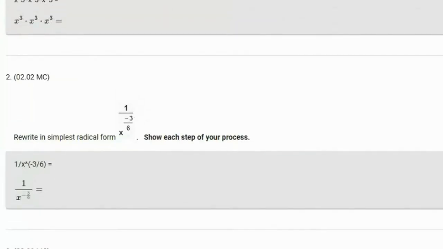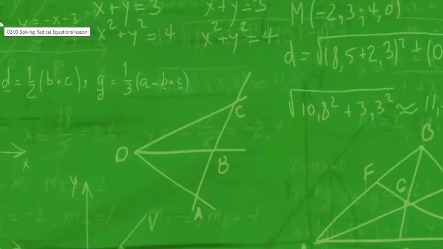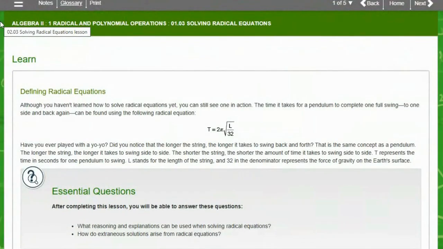All right, I'm going to split that and move on. Let's look at the next lesson because we need to look at how to solve. We've been talking about all this simplifying and converting back and forth, and we haven't talked about really solving any equations yet.